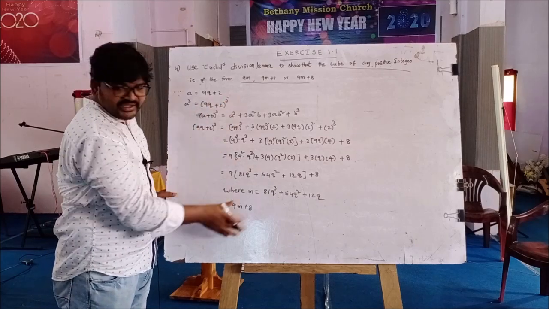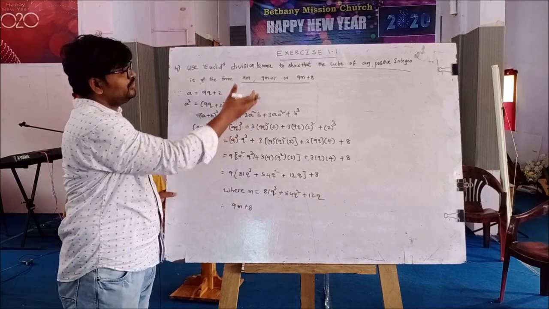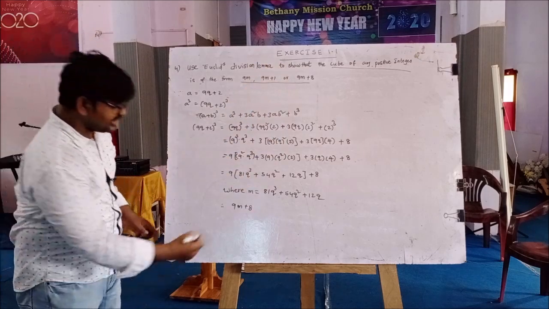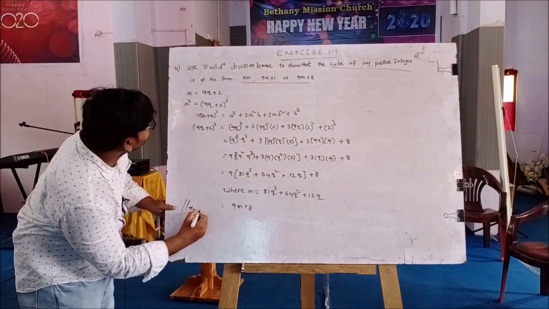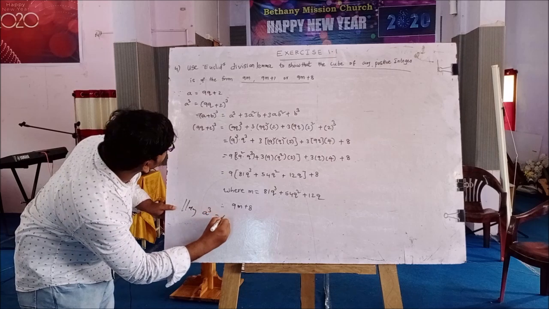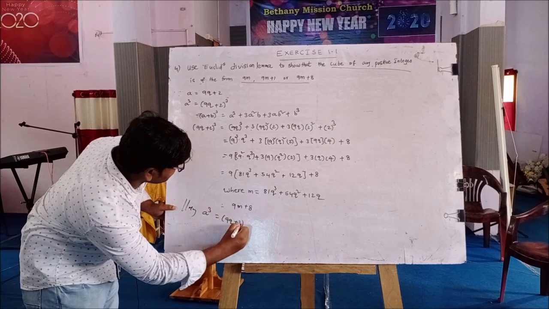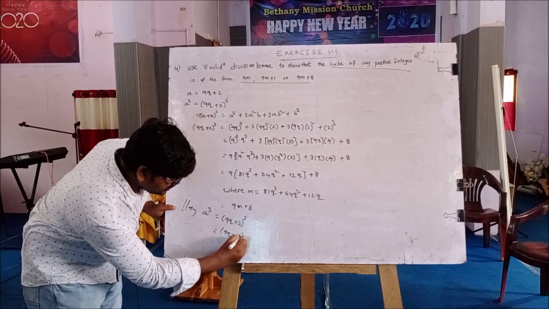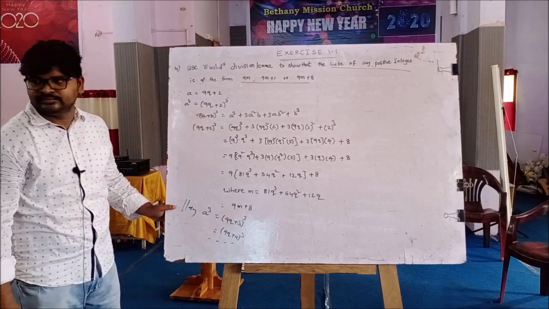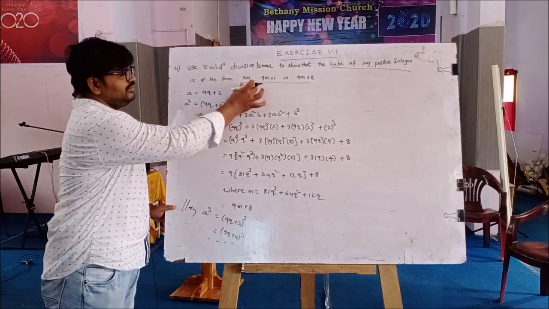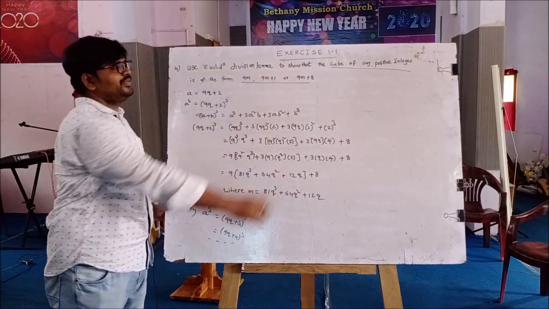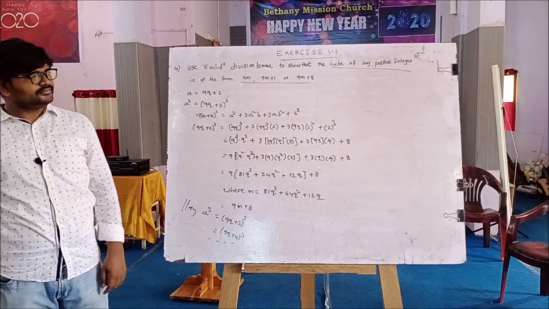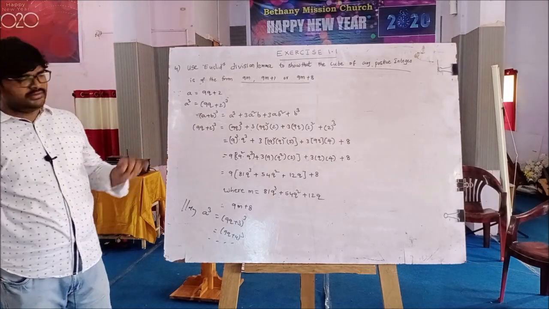The process is the same. The answer is also 9m or 9m plus 1 or 9m plus 8. Hence proved. Similarly, a cube equals 9q plus 3 whole cube or 9q plus 4 whole cube and so on. Our result will be 9m or 9m plus 1 or 9m plus 8. Hence proved. It's clear? Right.